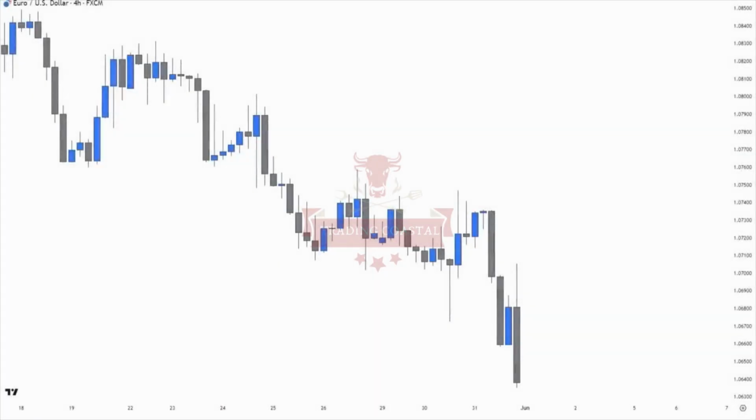Here we have the euro-dollar chart in the 4-hour time frame. This is our higher time frame chart, and we will later zoom into the 1-hour time frame to observe more details and combine our factors. Here we have an obvious downtrend.